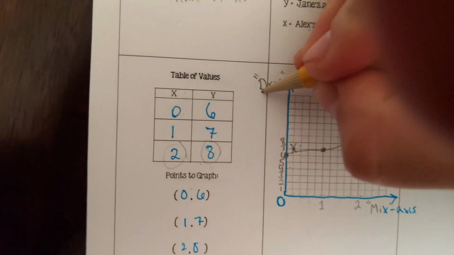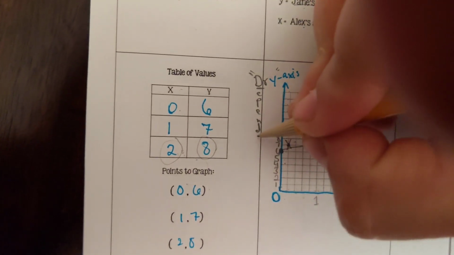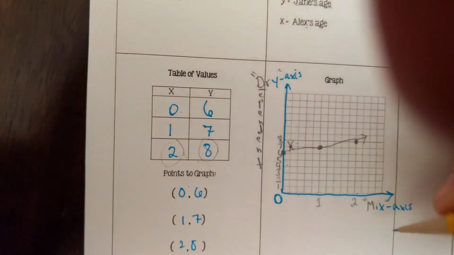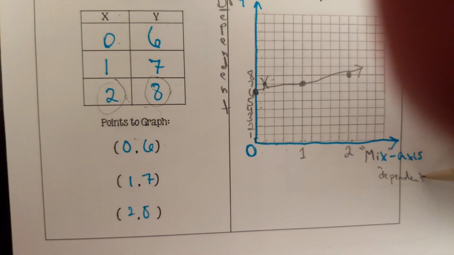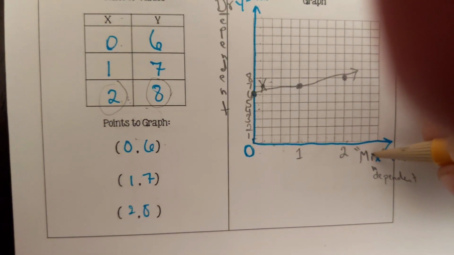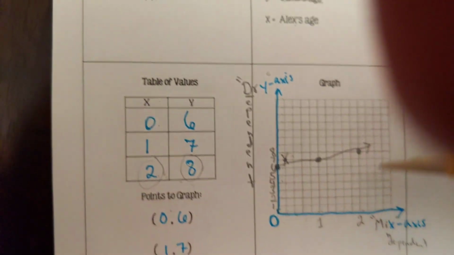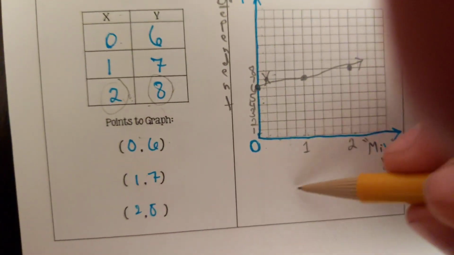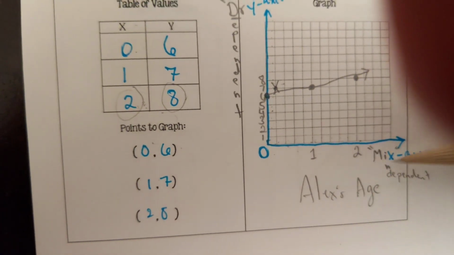Remember that D stands for dependent. Dependent, okay? And then the I in MIX stands for independent, or in other words, the one that is in control. So in this problem, the independent turns out to be whatever's on the x-axis. And here the x was Alex's age. I'm going to go ahead and write that down right here. Alex's age is the x-axis numbers.